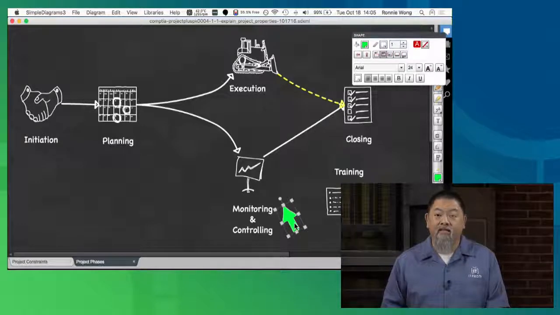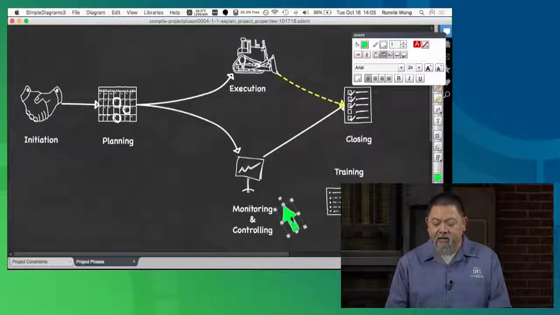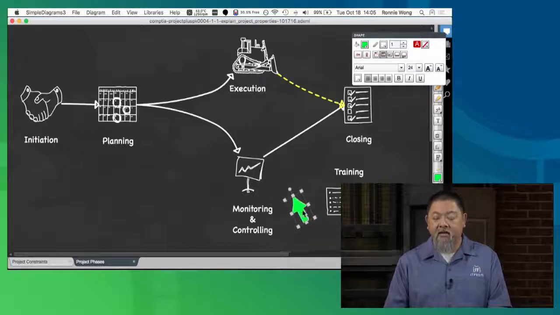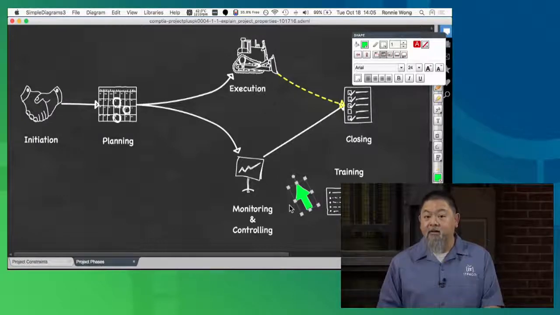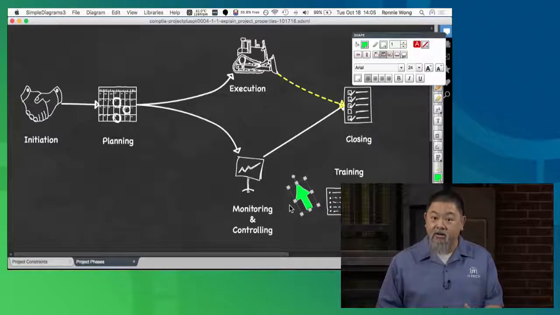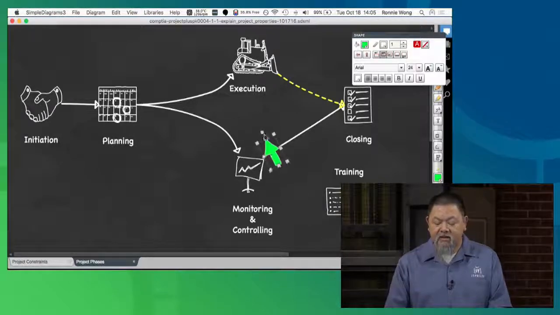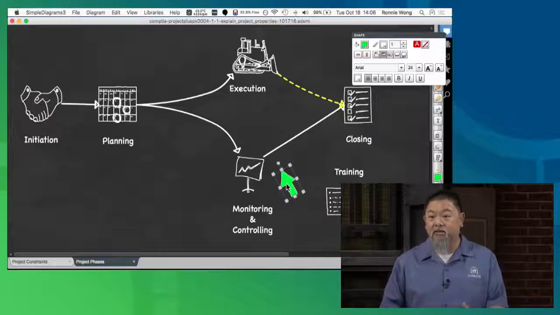Well, the reality is they're pretty much being carried on simultaneously. As you execute the project, you're actually monitoring at the same time, verifying that things are getting done. You're also implementing different controls if things aren't going exactly the way that you want. So these two phases, even though we separate them out, are happening just about simultaneously or very much in sequence, but very quickly one after the other.